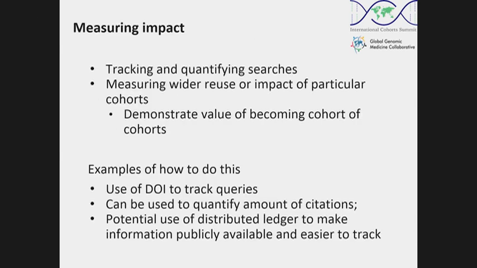And then last slide, we talked briefly about measuring impact. So tracking and quantifying the reuse and use of these cohort data sets. This is extremely important for funders to see the value of these cohorts and see how they're being used. We talked about a few different approaches for doing this, using DOIs to track the queries that are carried out across this network and cohort of cohorts. Obviously, they can be used to quantify the number of citations. We briefly started to talk about some sort of distributed ledger that maybe would record the use of the different cohorts. Again, that's a whole area in itself, and how that might work. But yeah.